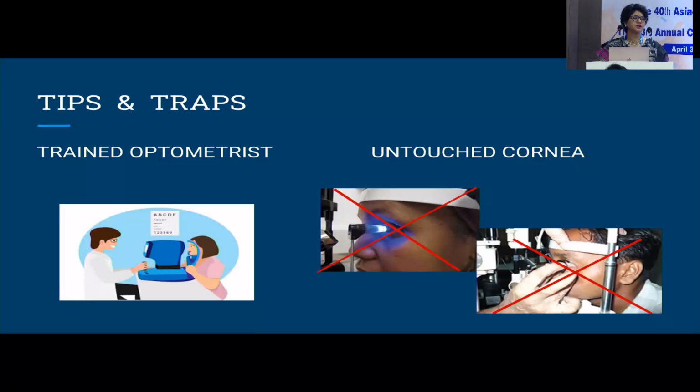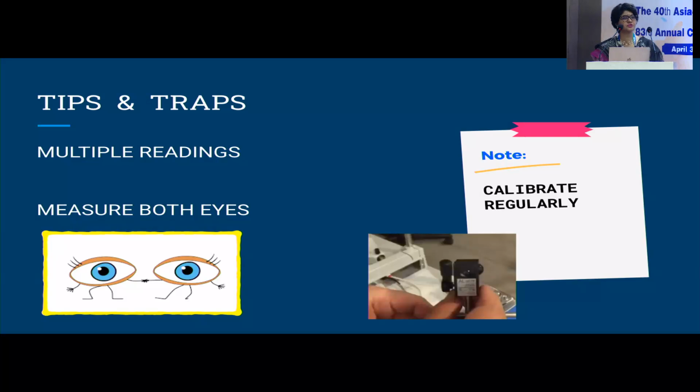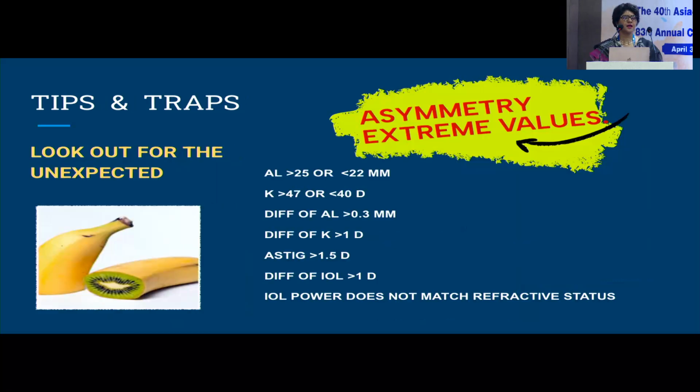Always have a trained optometrist, or do it yourself and be well versed with the technique, with the machine, with the data entry. Be very careful that you are entering all the data appropriately, and your optometrist should be able to pick out anything which is a red flag, and always take multiple readings. Always measure both the eyes. Make sure that your instruments are calibrated regularly and look out for the unexpected. So for instance, if you have an asymmetry in the two eyes or you have extreme values, you must repeat and double check these readings.